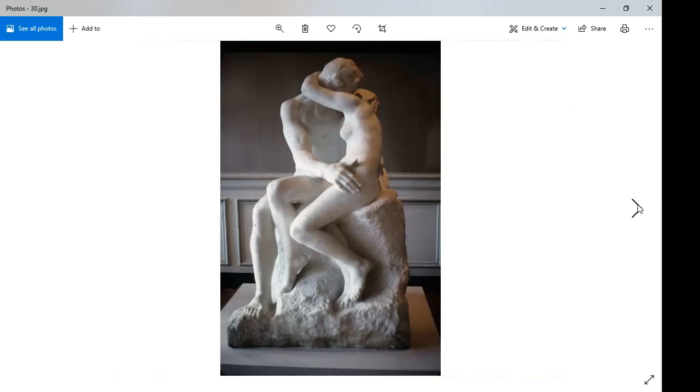So it shows them in the embrace at the moment of passion when they first broke that commandment and became adulterous lovers. But it has a different meaning, an additional level of meaning.